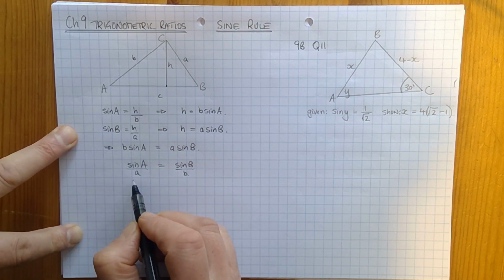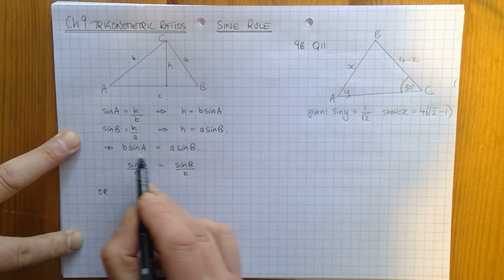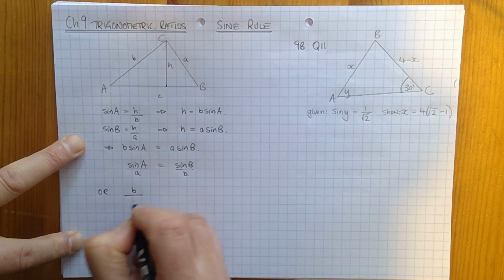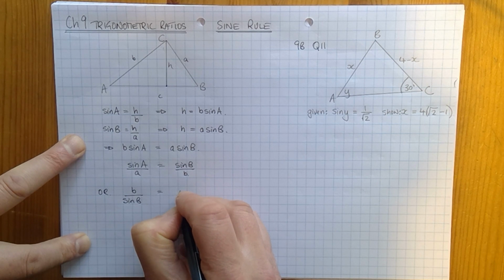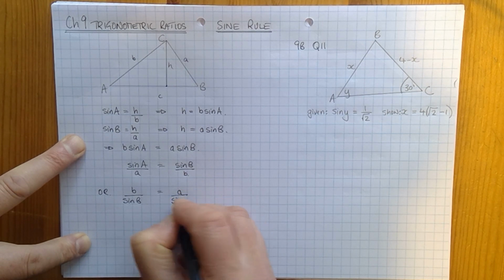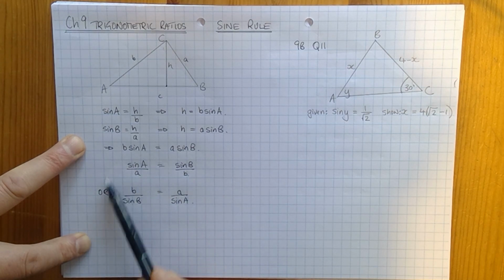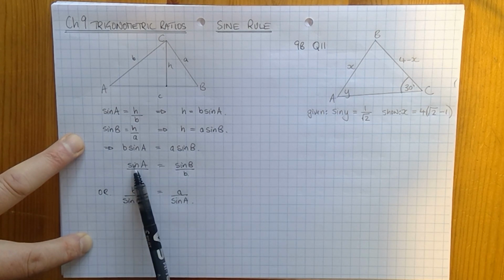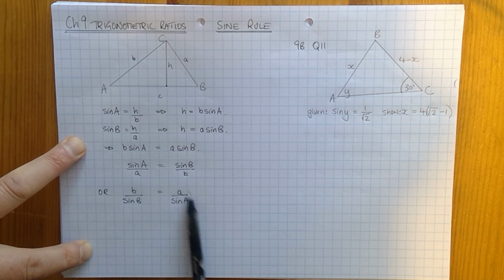That's one way of arranging it. Another way, starting here, if I were to divide both sides by sine A and then divide both sides by sine B, I'd end up with this equation. So two ways of showing the sine rule. Generally speaking, if you're finding an angle, you would use this one. So the one you want to find is the numerator of the fraction. If you're finding a side, generally speaking, you'd use this way. But they're both variations on the same thing.